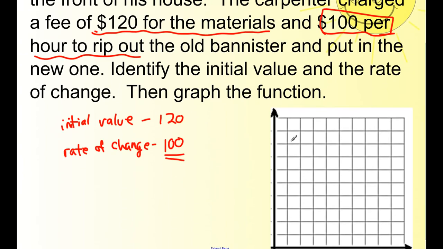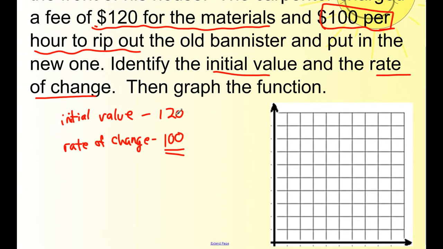Now it wants us to graph this. So we've identified the initial value and the rate of change. It says graph the function. Well, I don't know how to graph just this. But if we could turn this into an equation, like the last problem, then we'd have no troubles.